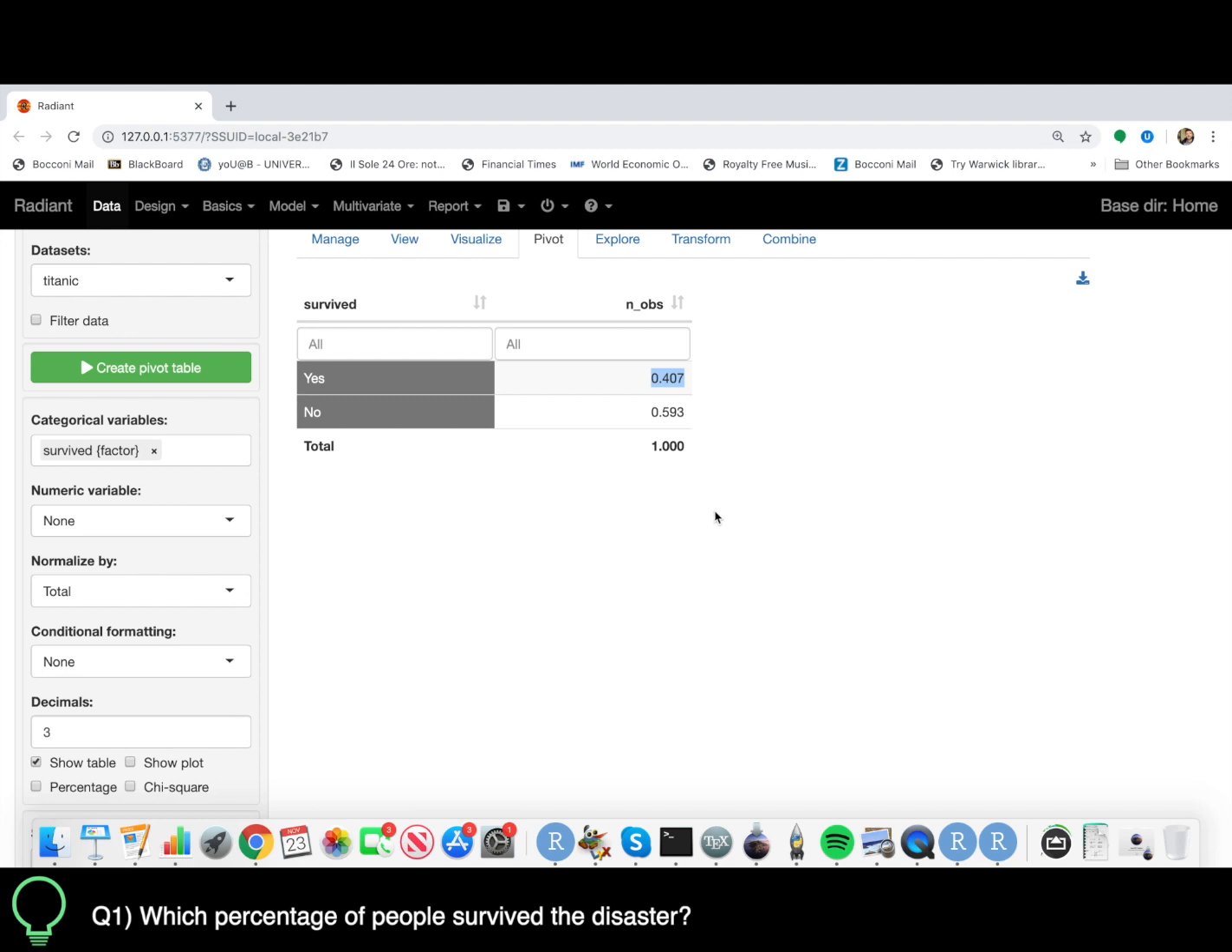Be aware of the decimals required in each question. So, for example, here, if I'm providing a percentage and I'm asked for 3 decimals, then I will need to add 2 decimals with this option here, so that I can report 40.748.